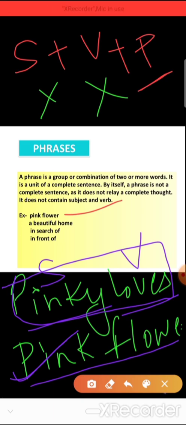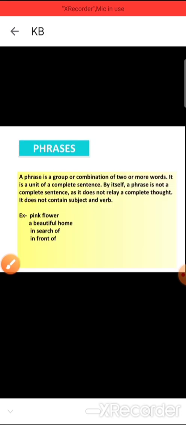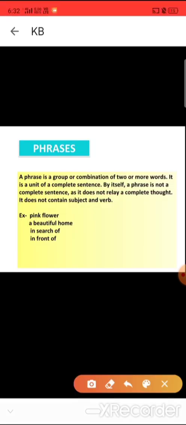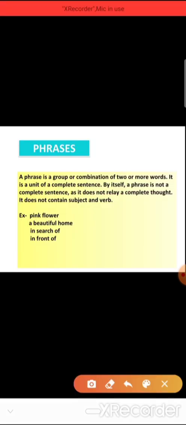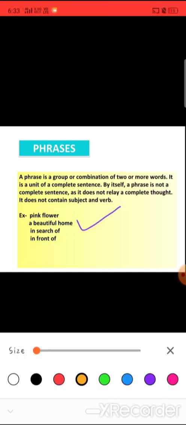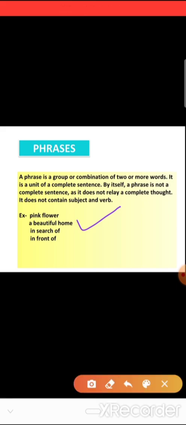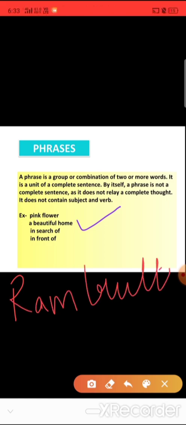Let's see another example. The other example is a beautiful home. Do you understand something by beautiful home? If someone says a beautiful home, you will not get it because it is incomplete. It is not conveying any message to you. But if I write it like this, Ram built a beautiful home.